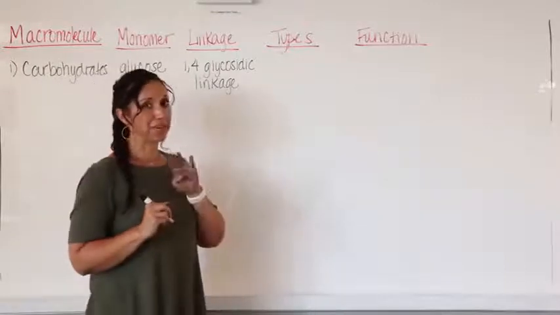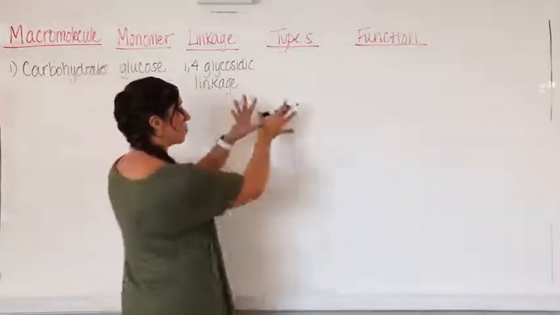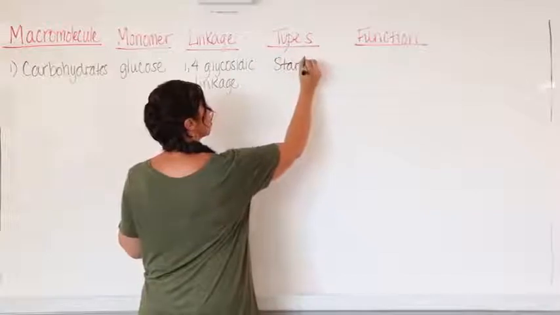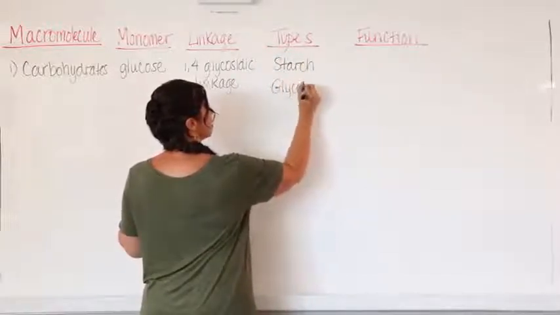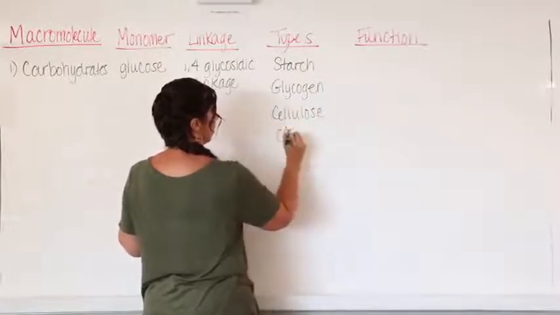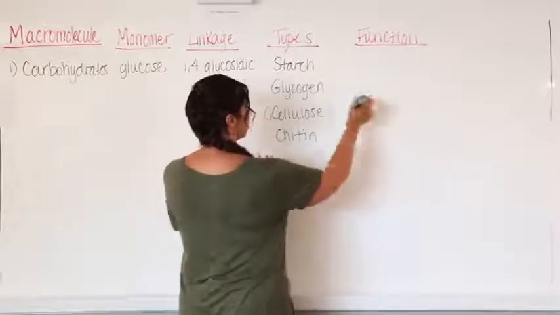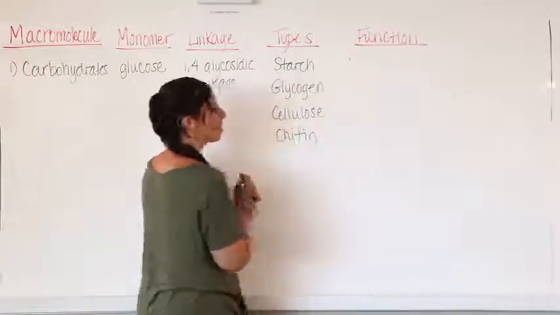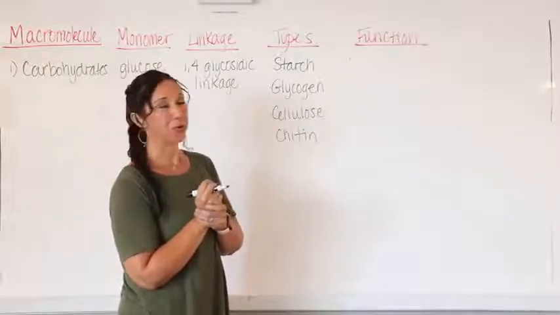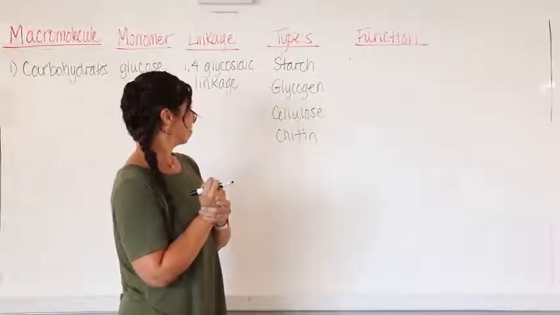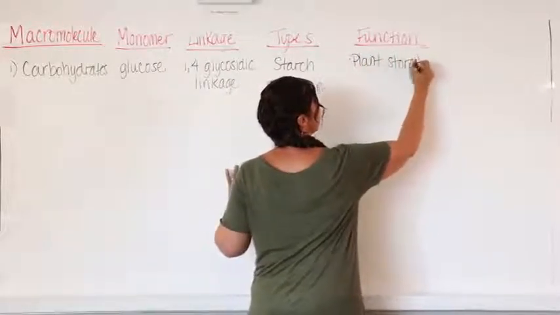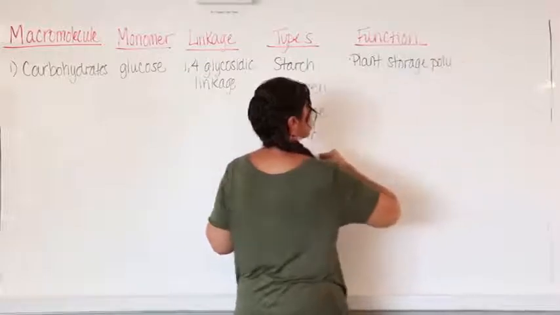Now remember, there were 4 different types of carbohydrate macromolecules, and the types are going to help lead to the function, so we're just going to carry it forward. So we had starch, we had glycogen, we had cellulose, and we have chitin. If you carry these forward over here, the function of starch was our storage polysaccharide for plants. So plant storage polysaccharide.